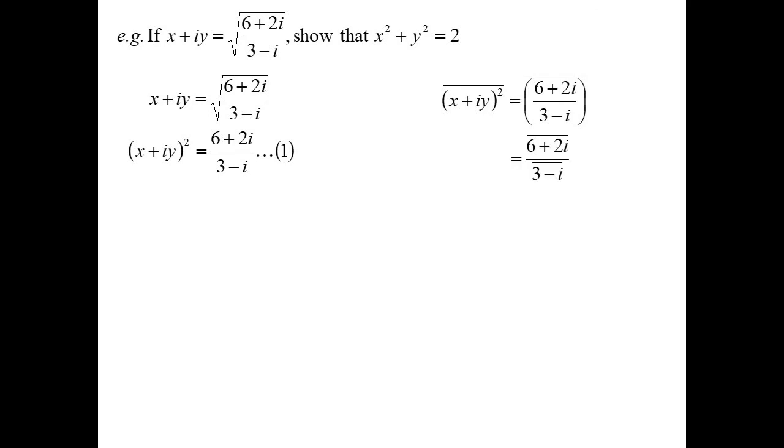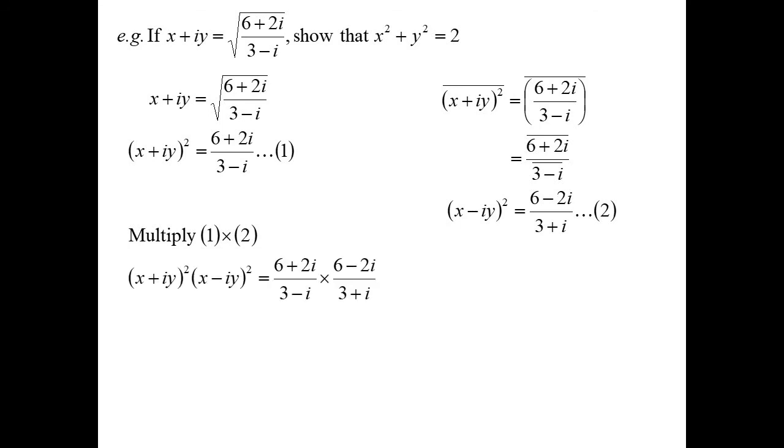Well, the conjugate of the division, remember, I can do it in any order. So that's the same as the conjugate of 6 plus 2i over the conjugate of 3 minus i. And the conjugate of (x plus iy) squared would be the same as (x minus iy) squared, if I do the conjugate first. So now what I'm going to do is multiply these two things together.